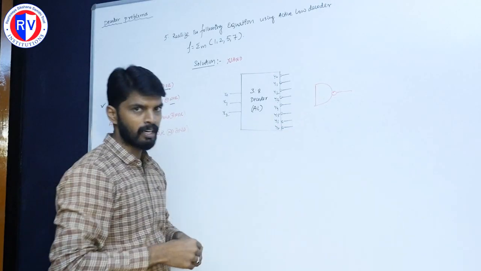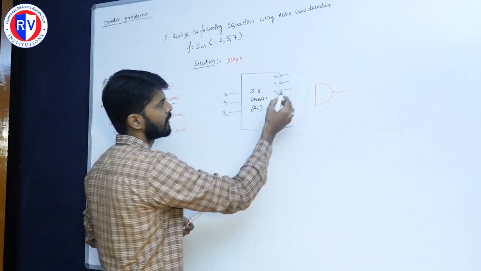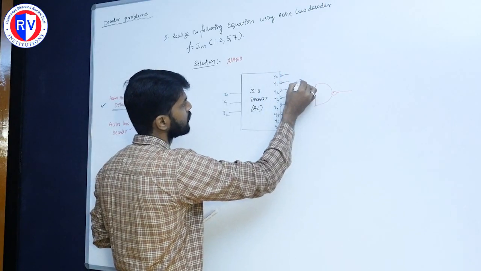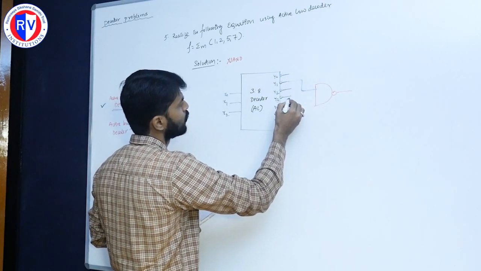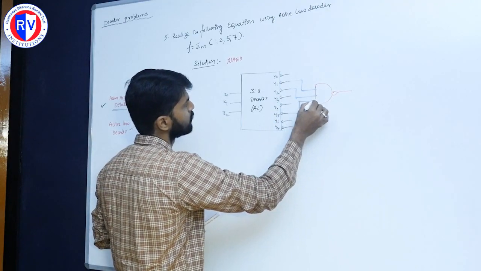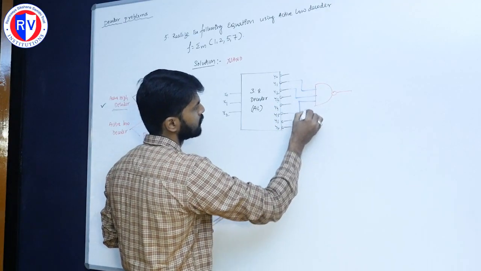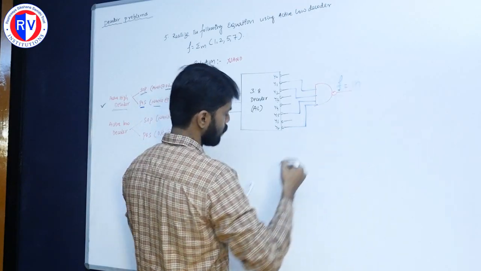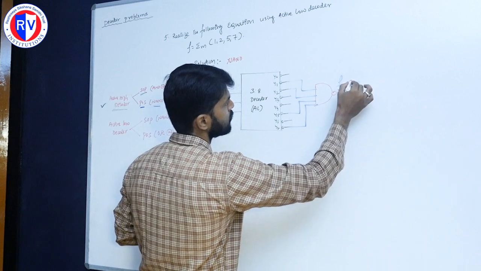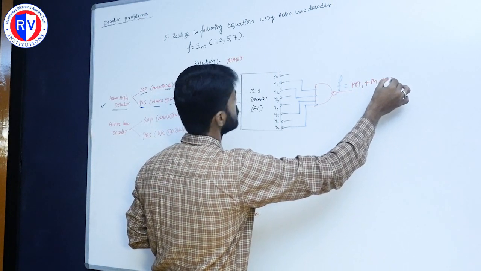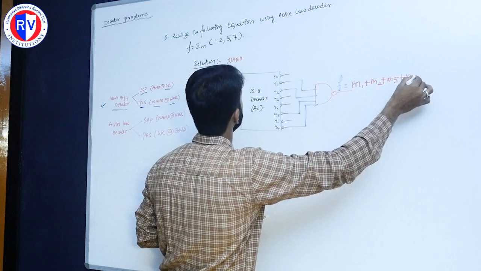I hope you are all getting how we are selecting the output gates. So 1 is connected over here, 2 connects, 5 and the 7. This is the function which is M1 plus M2 plus M5 plus M7.